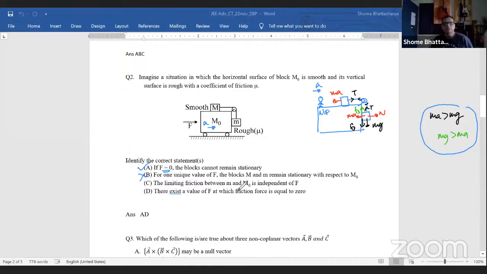The limiting friction between small m and capital M is independent of F. No, because see, this limiting friction is mu N, and N is equal to how much? It is mA, and A is equal to how much? It's dependent on F. So it depends on F, so this is wrong. And there exists a value of F for which friction is 0. Yes, you can see that if A is equal to g, then there is no tendency for slipping here. So friction will become 0.